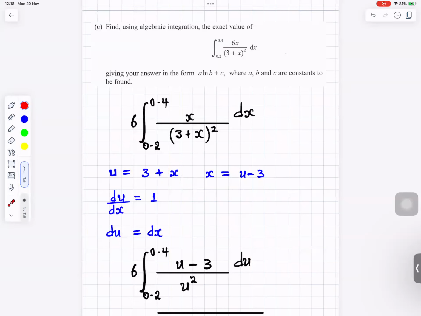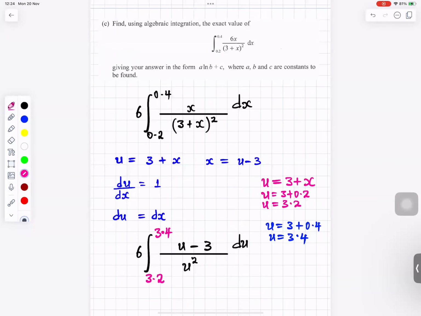Now, if we rearrange this, x would be u minus 3. That's very important for that part. And our du, take the dx to that side. Our du is equal to our dx. So we need to replace the x. We need to replace 3 plus x. We need to replace this x. And then from there now, we can start to integrate.